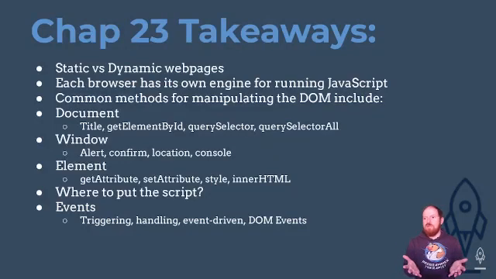I mean, this is just how you do it. So the document by itself has a title. You can get the element by ID. You can query things. You can query all of the things, meaning a query selector: if you said get a paragraph, it'll get the first paragraph it sees, whereas if you do query selector all, it'll get all the paragraphs it sees. Window, like your viewable space there, you can throw alerts. You can throw confirms. You can get locations. You can put it in the console.